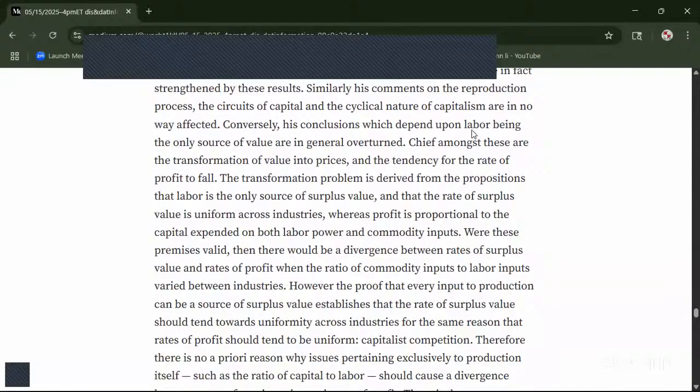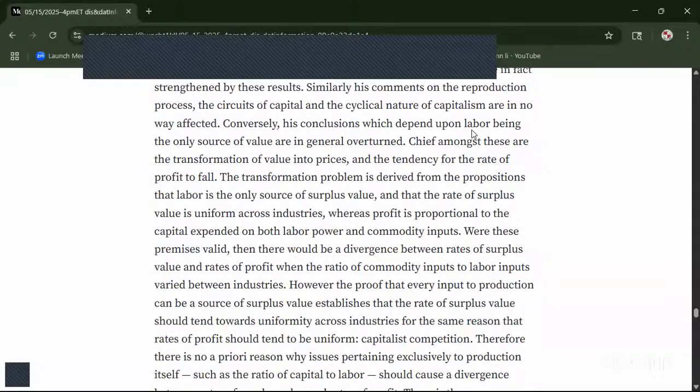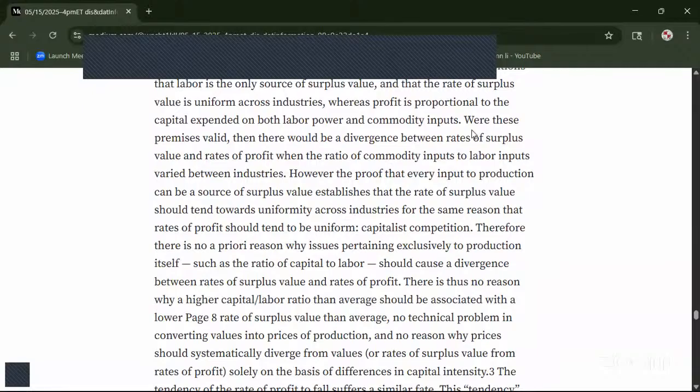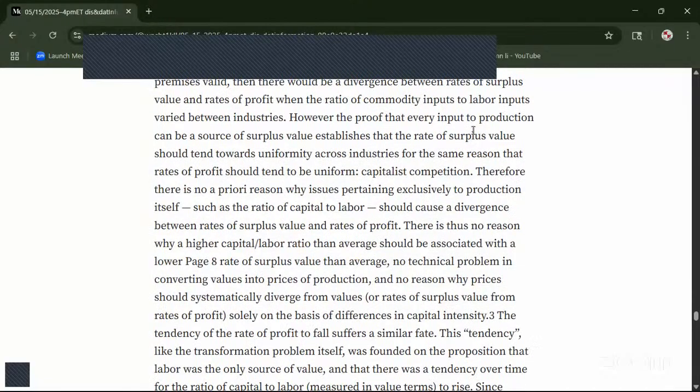Therefore, there is no a priori reason why issues pertaining exclusively to production itself, Department 1, such as the ratio of capital to labor, should cause a divergence between rates of surplus value. There is thus no reason why a higher capital-to-labor ratio than average should be associated with a lower rate of surplus value than average. There is no technical problem in converting values to prices of production, and no reason why prices should systematically diverge from values or rates of surplus value from rates of profit solely on the basis of differences in capital intensity.